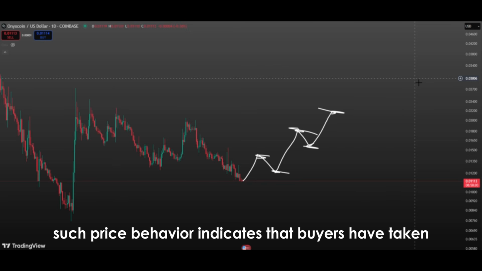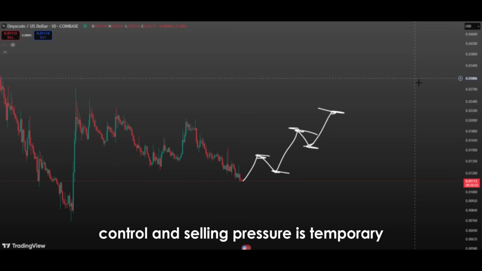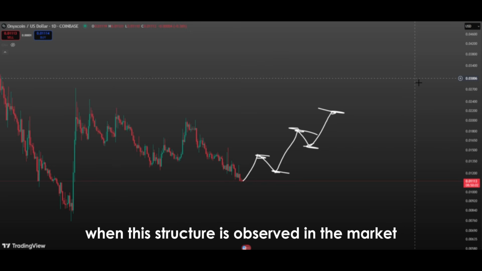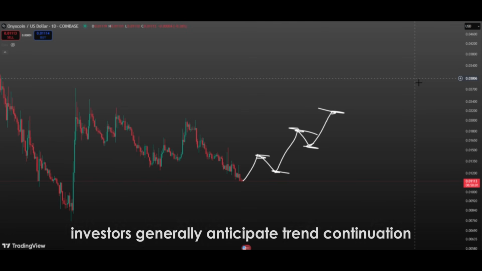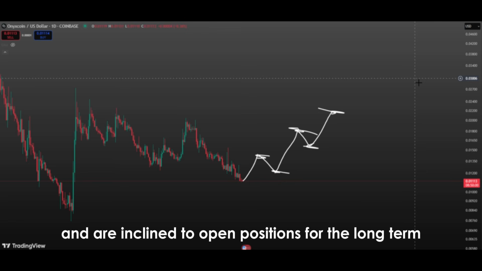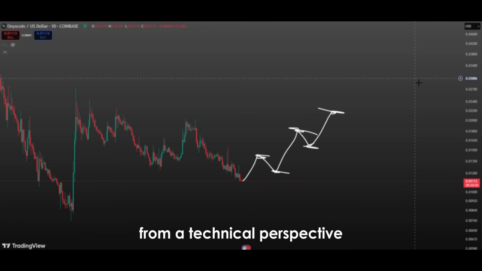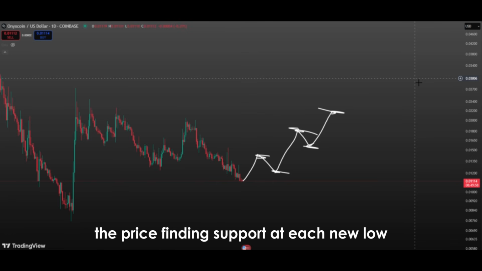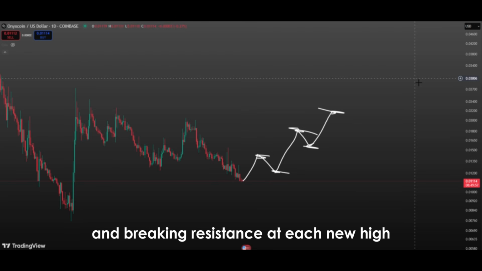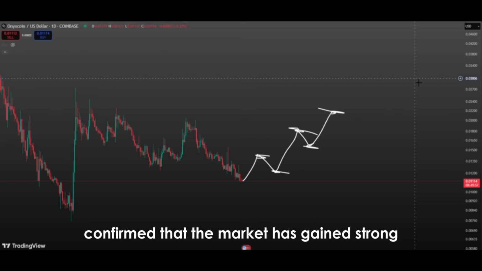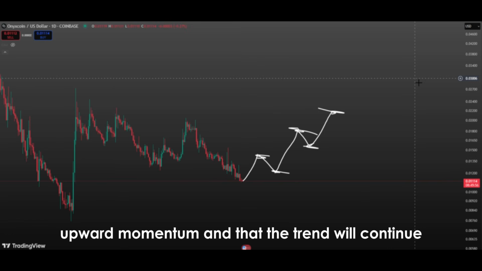Such price behavior indicates that buyers have taken control and selling pressure is temporary. When this structure is observed in the market, investors generally anticipate trend continuation and are inclined to open positions for the long term. From a technical perspective, the higher low and higher high formation tests the validity of the trend. The price finding support at each new low and breaking resistance at each new high confirm that the market has gained strong upward momentum and that the trend will continue.